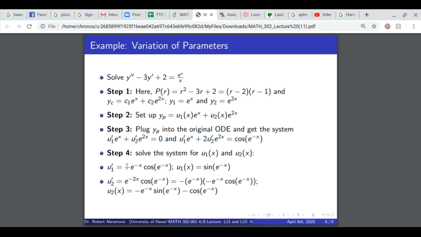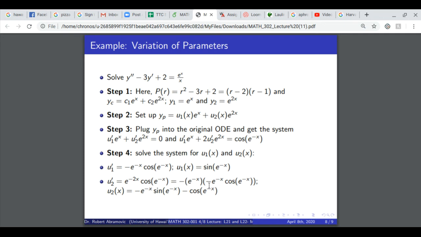This is just integrating minus e to the minus x cosine of e to the minus x. It's obtained from integration by substitution. Integrating this, first we substitute, and then we do integration by parts. You can check that this works. For u1, the substitution is u equals e to the minus x, and this becomes pretty straightforward. It becomes just the antiderivative of cosine u, which is sine of u, and we replace u with e to the minus x.